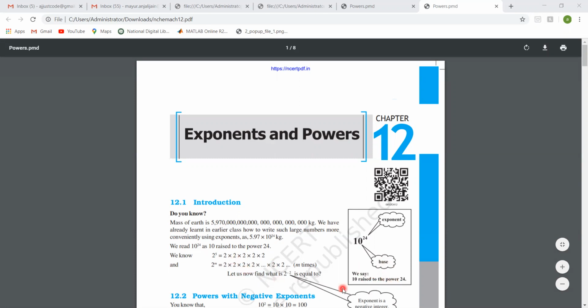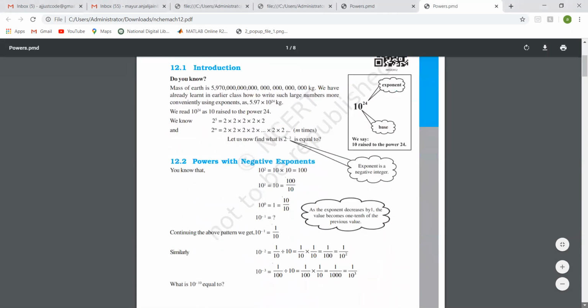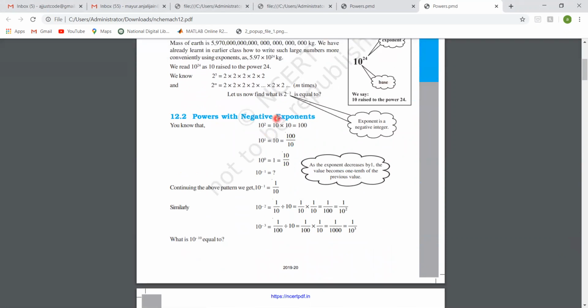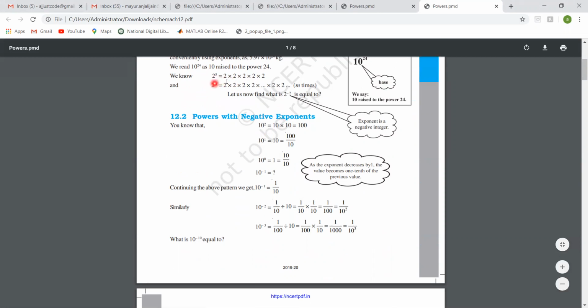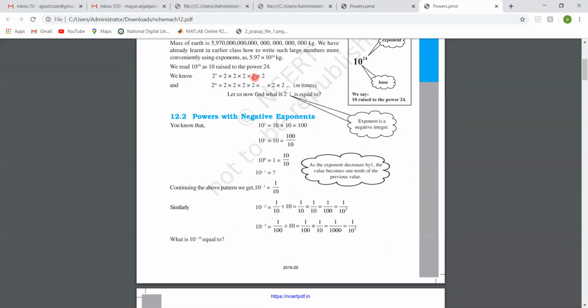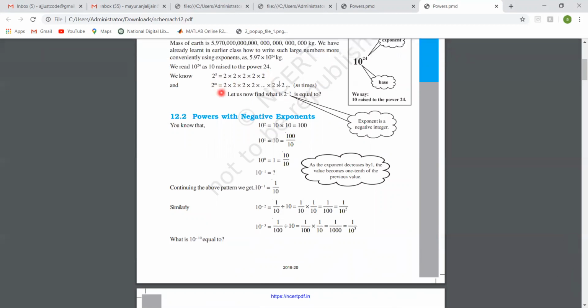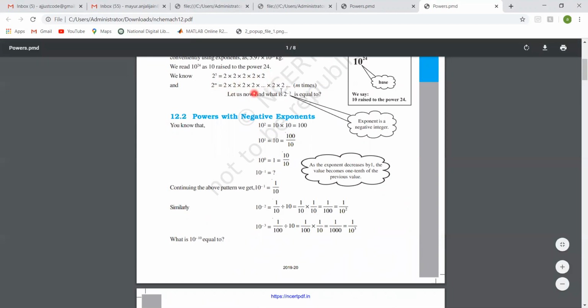Now in this chapter you already read about negative exponents and positive exponents. Powers with positive exponents you read in class 7. When I started this chapter, I told you that if it is written 2 raised to the power 5, what is the meaning of it? It means that we have to multiply 2 five times. That is why we write 2 raised to the power 5. Similarly, when I say 2 raised to the power m, it means that we have to multiply 2 by itself m times.